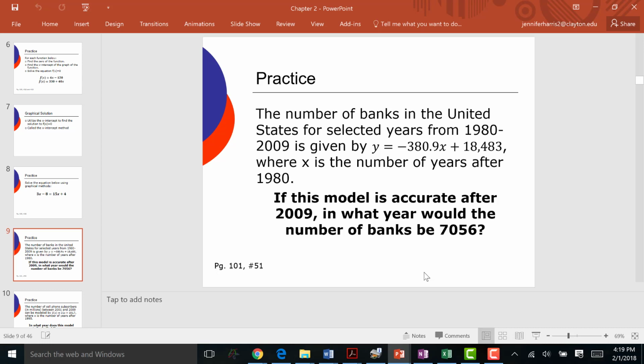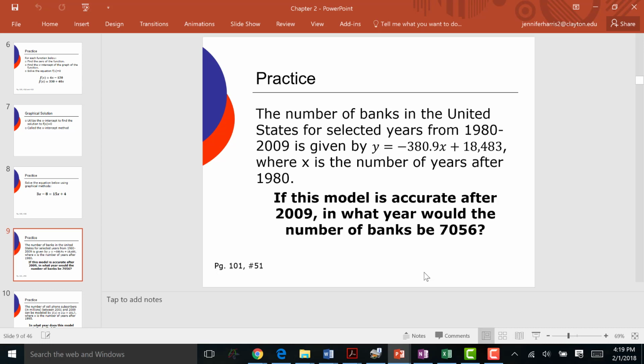All right, always read the problem. The number of banks in the United States for selected years from 1980 to 2009 is given by the equation y equals negative 380.9 times x plus 18,483, where x is the number of years after 1980. Do we care about the banks before 1980? No.